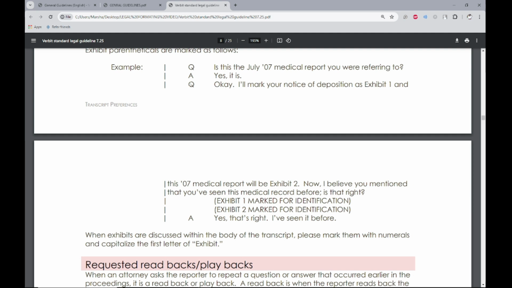As you can see here, the questioning attorney, Anthony, is saying, I'll mark your notice of deposition as Exhibit 1, and this medical report will be Exhibit 2. Now I believe you mentioned that you've seen this medical record before, is that right? You can see that the lawyer has marked the notice of deposition as Exhibit 1 and the medical report as Exhibit 2, and he has continued to ask the witness the question.